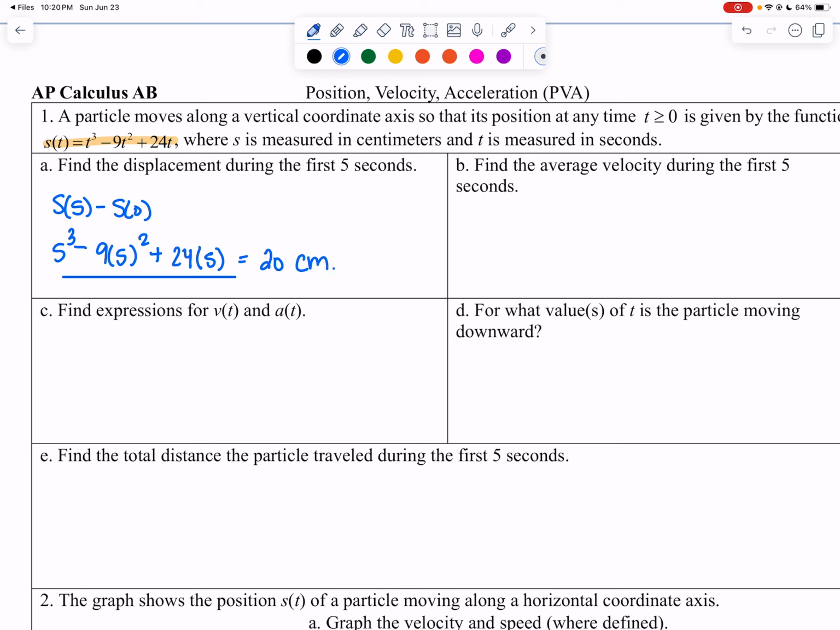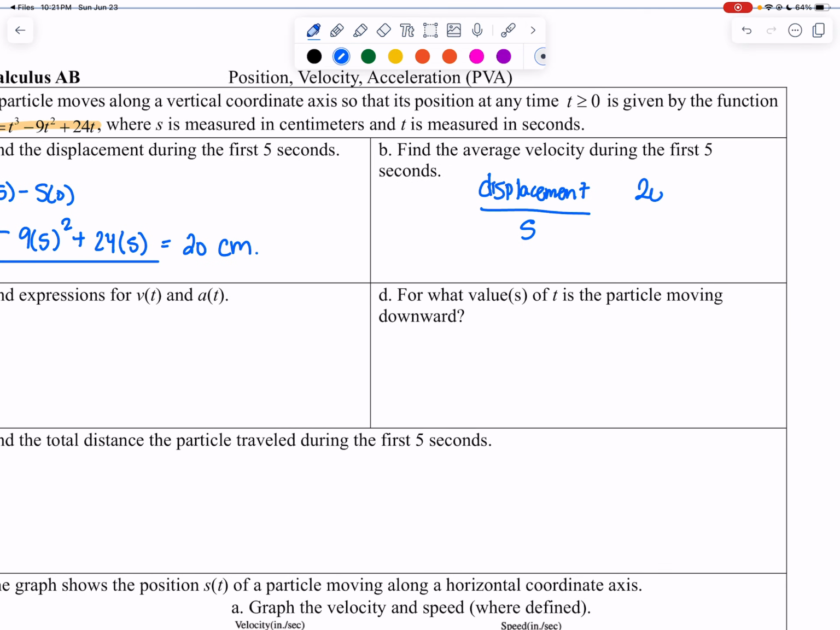Average velocity during the first 5 seconds is going to be my displacement over the first 5 seconds, which we already saw from part A, and then my time. So in this case, 5. So 20 over 5 is going to give me 4 centimeters per second. So that's going to be my average velocity.